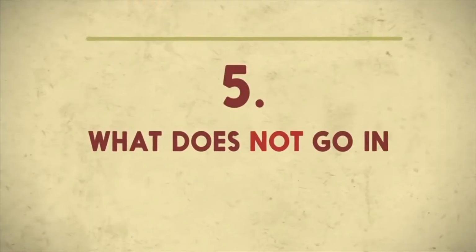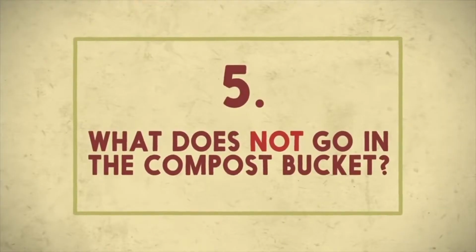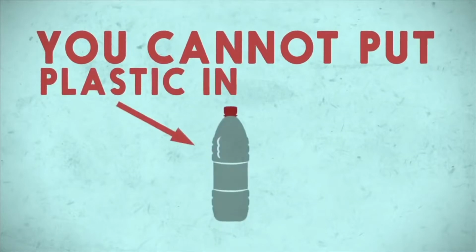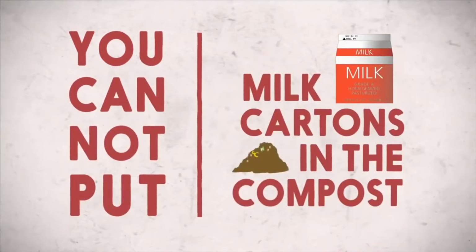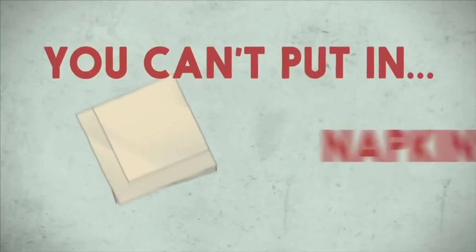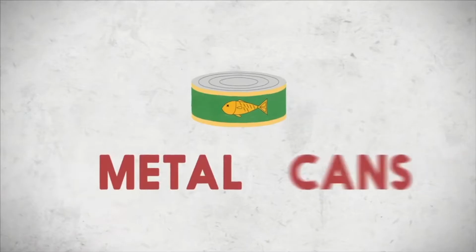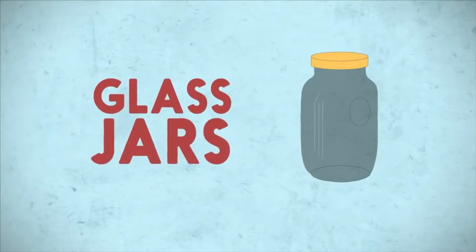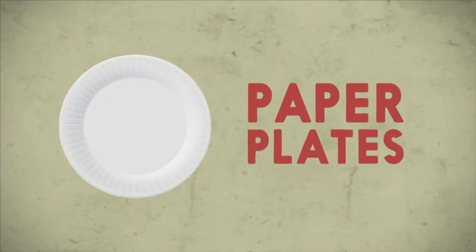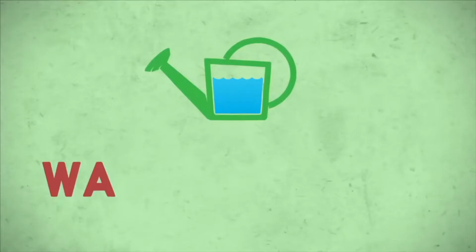What does not go in the compost bucket? You cannot put plastic in compost. You cannot put milk cartons in the compost. You can't put in napkins, metal cans, glass jars, paper plates, silverware, watering cans.